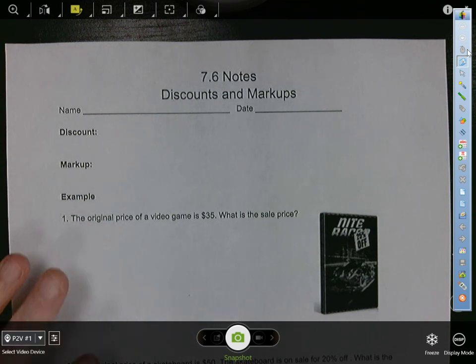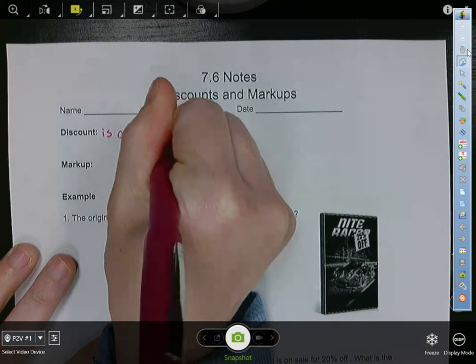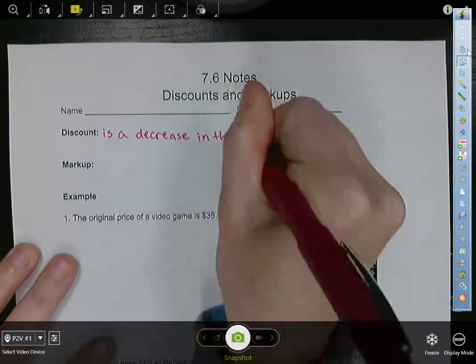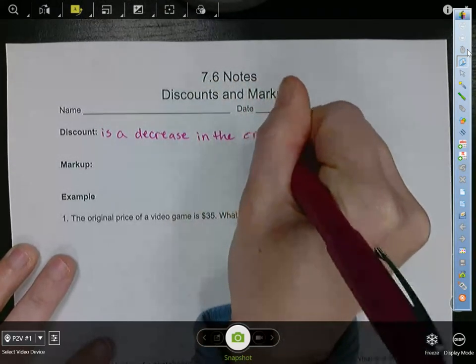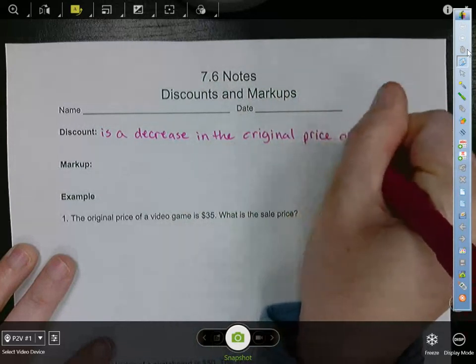Well, a discount is a decrease in the original price of an item.